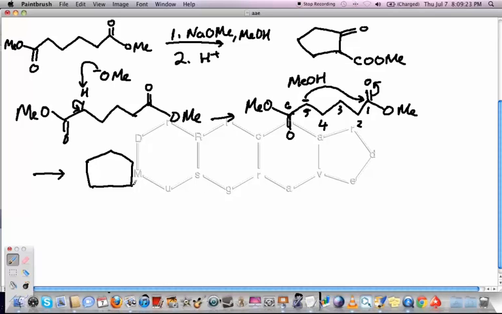And on the 1 position I'll have an O negative and an OME. And on the 5 position, let's count this around, 1, 2, 3, 4, 5. On the 5 position I will have the ester group attached. And that'll be carbon 6 right there. So numbering these chains can be a useful way to make sure we get the product we want. Then the negative comes down, kicks out the OME. So it's pretty much the same mechanism as we've been seeing.